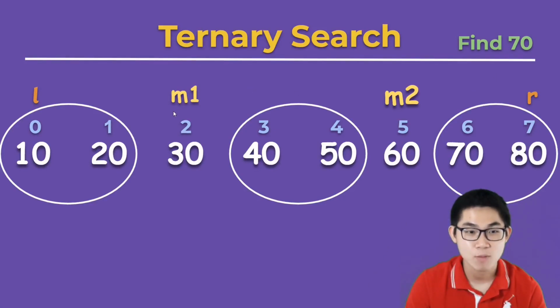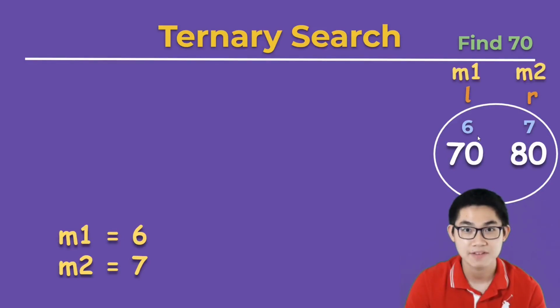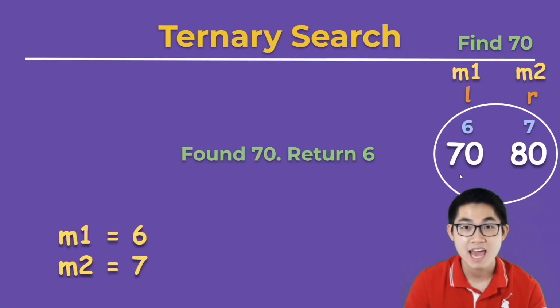We already have M1 and M2, so we look at their contents. So this is not 70, that's not 70, but since 70 is larger than 60, it must be in the third group. So we simply move L to the third group. And we repeat the process. We calculate M1 and M2, and they are at 6 and 7. And there you go, we found 70 at M1 in the array, and we can return true or return 6.